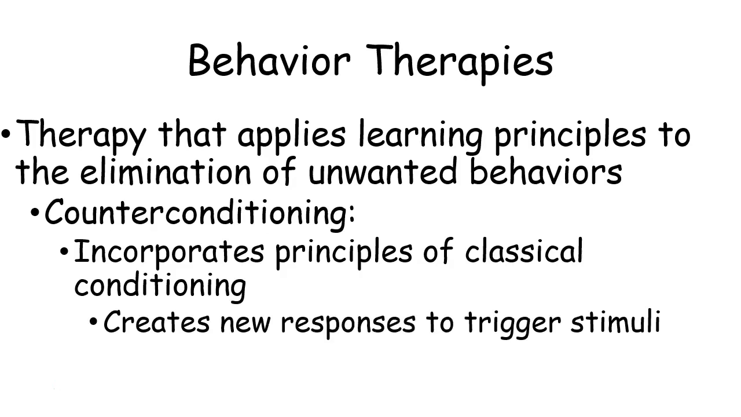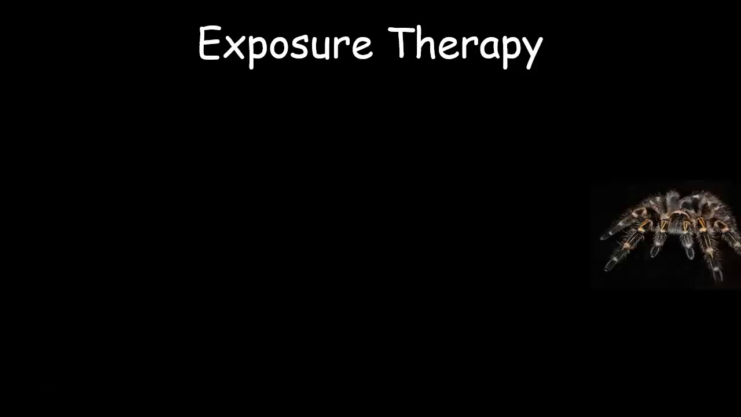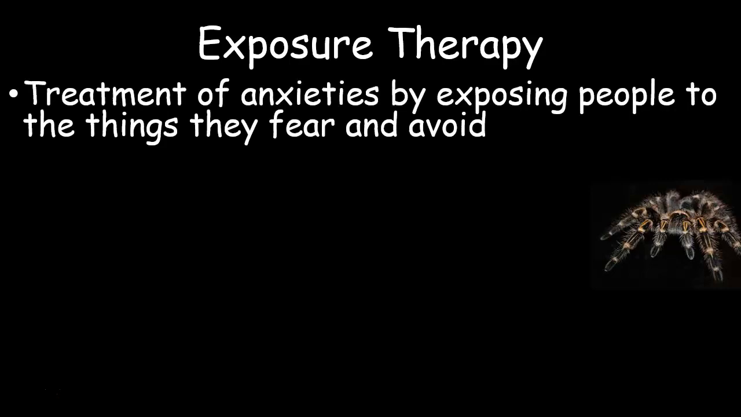So the goal here is to create a new response to trigger stimuli, specifically relaxation, because relaxation and fear are incompatible. Two types of behavior therapies that we're going to take a look at here are exposure therapy and aversive conditioning. So exposure therapy applies concepts mostly of classical conditioning. It's oftentimes used in the treatment of anxieties by doing exactly what it sounds like. It exposes people to the things that they fear and therefore avoid.